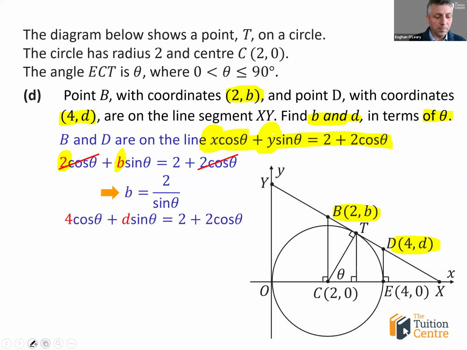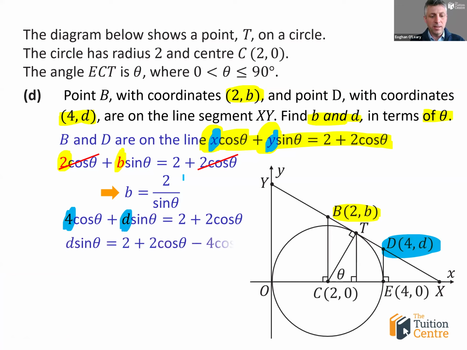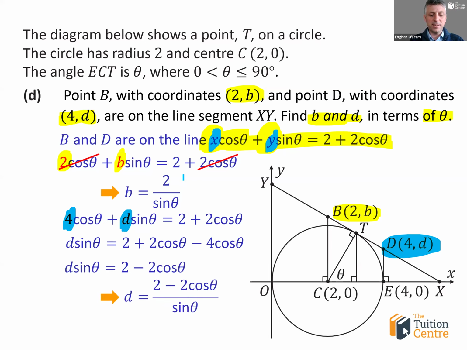You're going to do the same now for the point 4, D. You're putting in 4 where you had x, and D where you had y. In this case, the cos thetas won't just disappear. You're going to have to subtract 4 cos theta from both sides. So you're going to have 2 cos theta minus 4 cos theta, but that's just going to be minus 2 cos theta. Because if you had 2 lots of something and then you were taking away 4 lots, you're going to have a minus 2 of whatever that is. So in this case, it's going to be minus 2 cos theta. You're going to divide both sides by sine theta, and that's it. That's the answer for 10 marks.